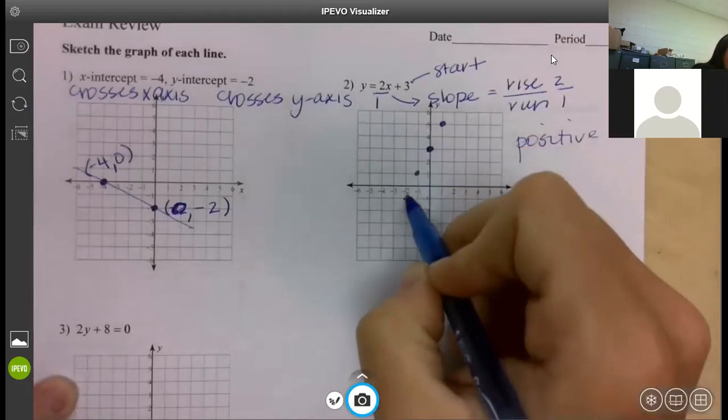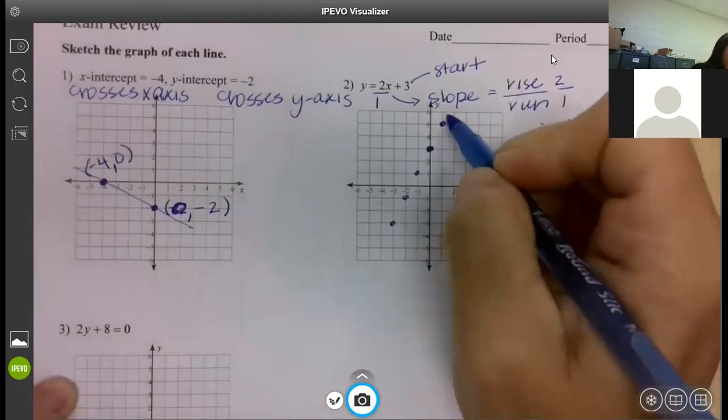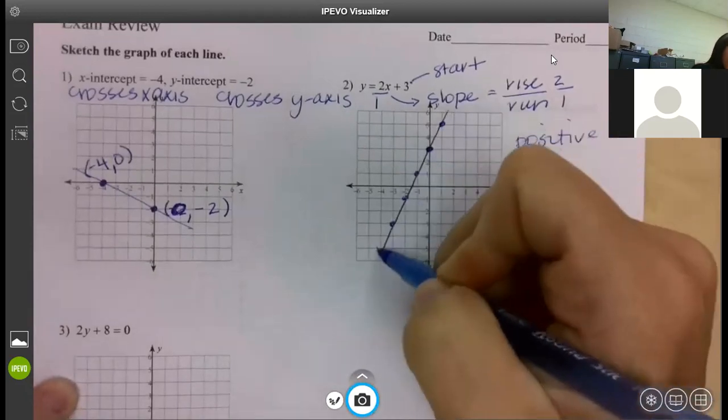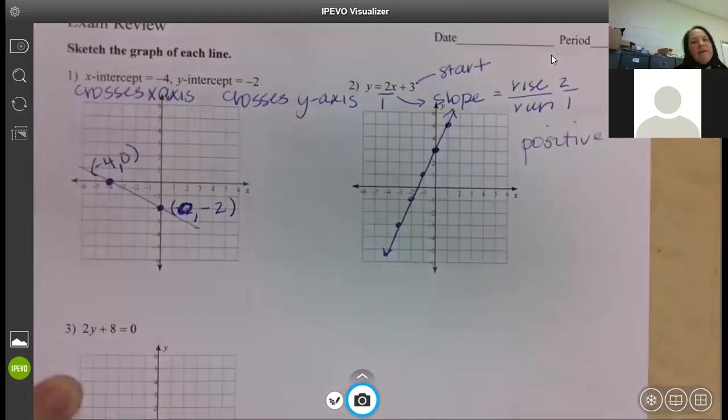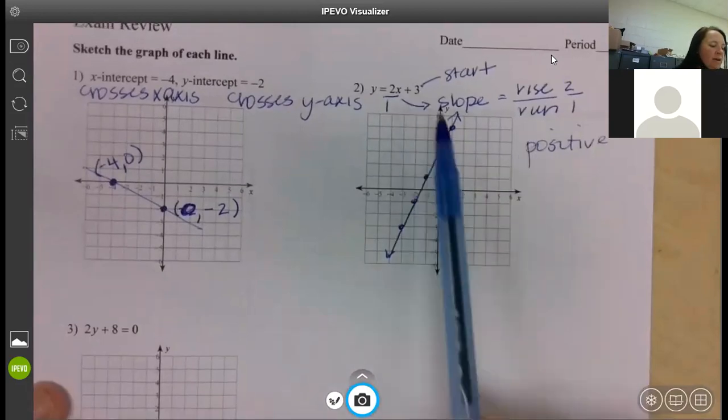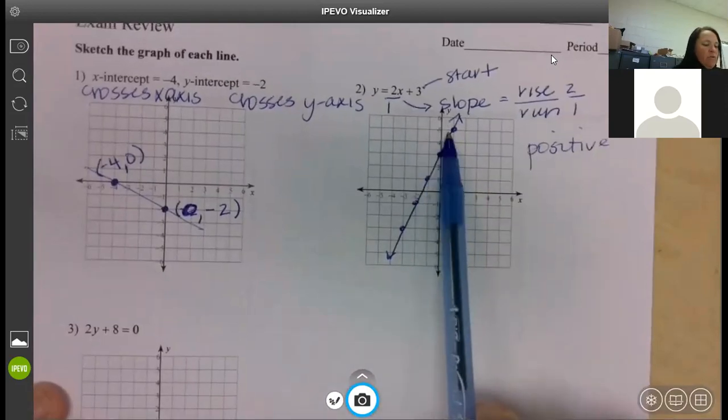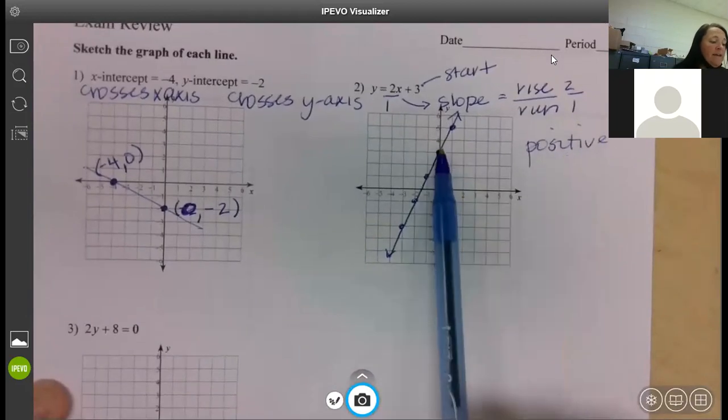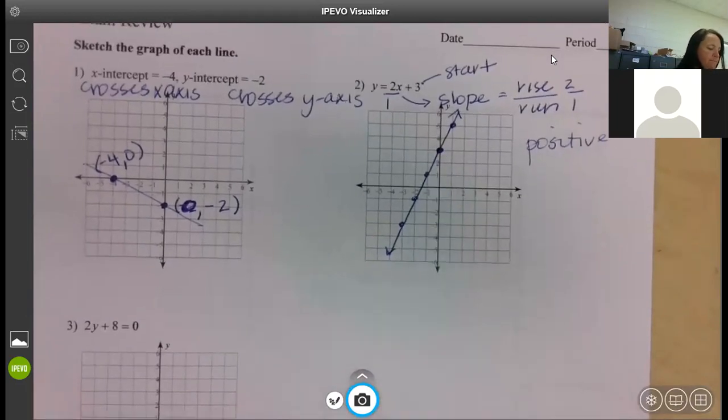Remember, you're not going to graph by hand tomorrow at all. It'll all be online. You're probably just going to pick it out, so like A, B, C, or D. So remember, we start at 3 and then go up 2/1 because it's positive. If it were negative, we would go down 2 and right 1, down 2.